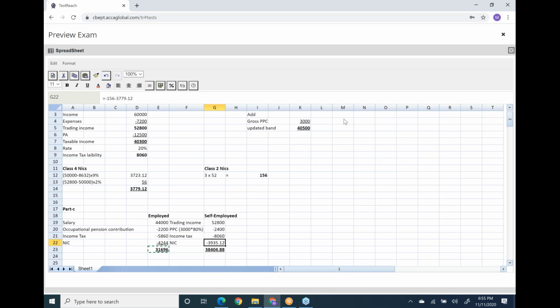Now just simply check what the total is. Okay. So now you can say which option is beneficial. Openly you can see that the self-employed option is beneficial, because in self-employed you are getting more net cash inflow. So in the end you have to write that going for the self-employed option is beneficial for Carol.